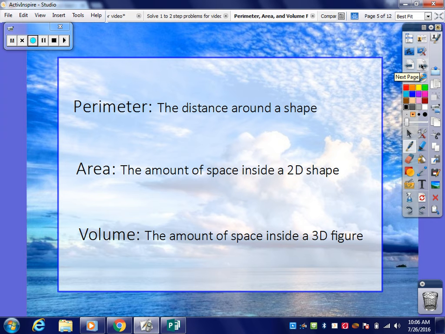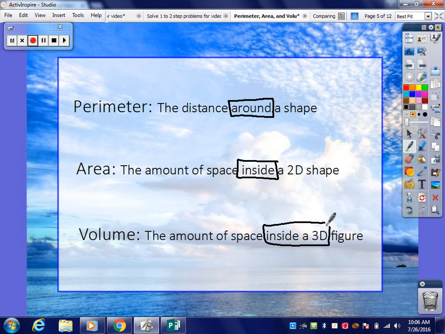So perimeter, Amy, will you read it to us? Good. It is the distance around a shape. So in your interactive notebook, please write this down and make sure that you say around. Box the word around. Okay. Area. Isaiah, please read area for us. Good. It is the amount of space inside a 2D figure. And then volume is the amount of space inside a 3D figure.